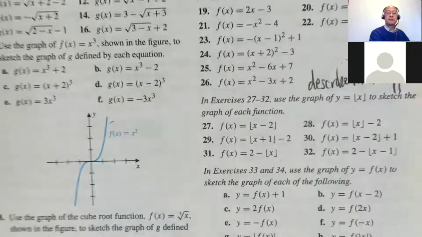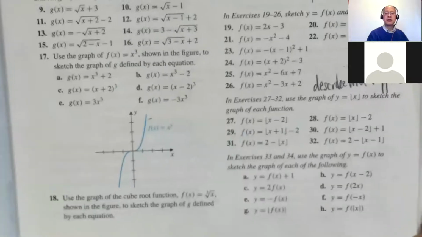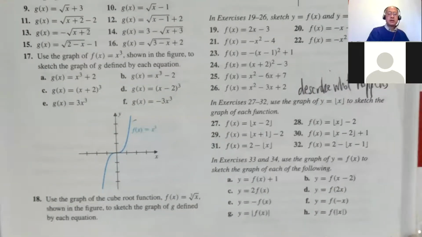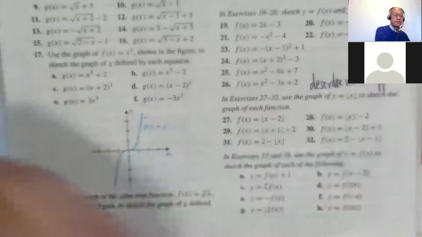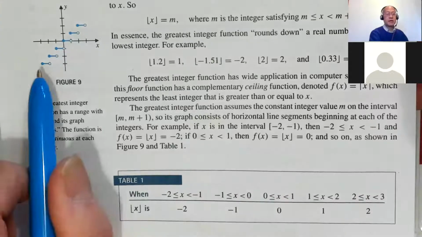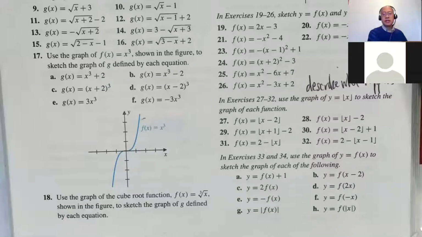what happens. I have to get this thing focused again. There you go. So you don't have to graph it. This is what it looks like. But just describe what happens.